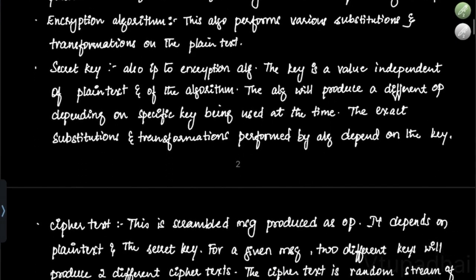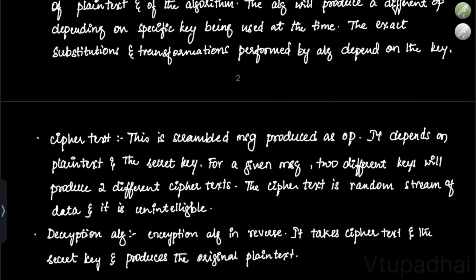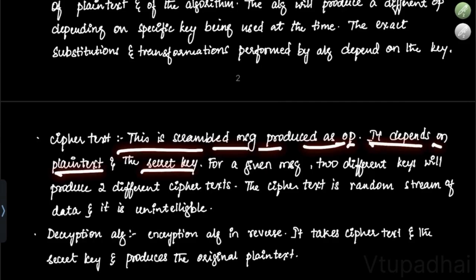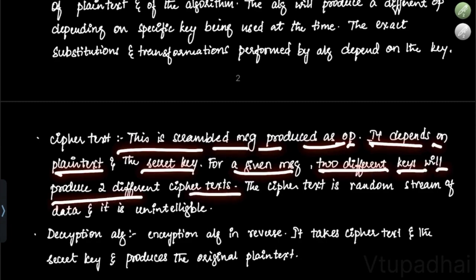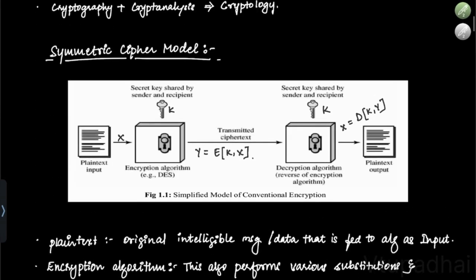Now that you have the ciphertext, let's see the definition of ciphertext. It is the scrambled message produced as output. It depends on the plain text and the secret key. For a given message, two different keys will produce two different ciphertexts. Ciphertext is a random stream of data and is unintelligible. That is what we have discussed.